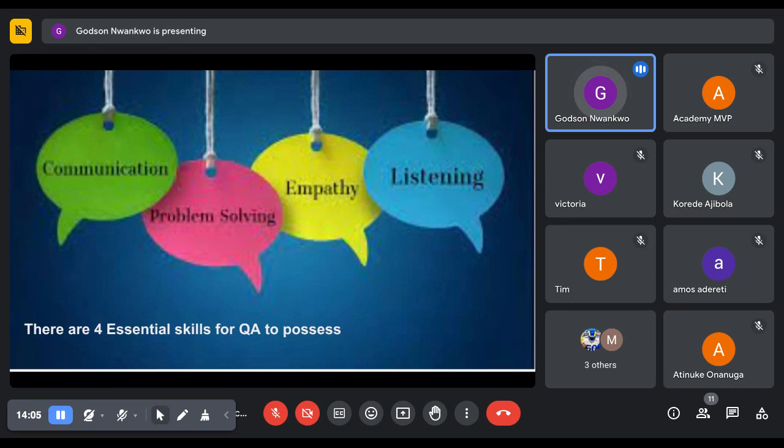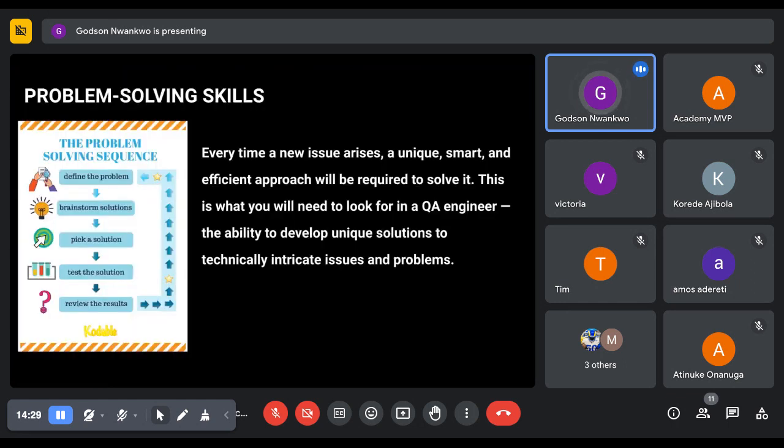And I will characterize the soft skills into four, which involve communication, problem solving, empathy, listening, or attention to detail. Yeah, so I will start from problem solving.